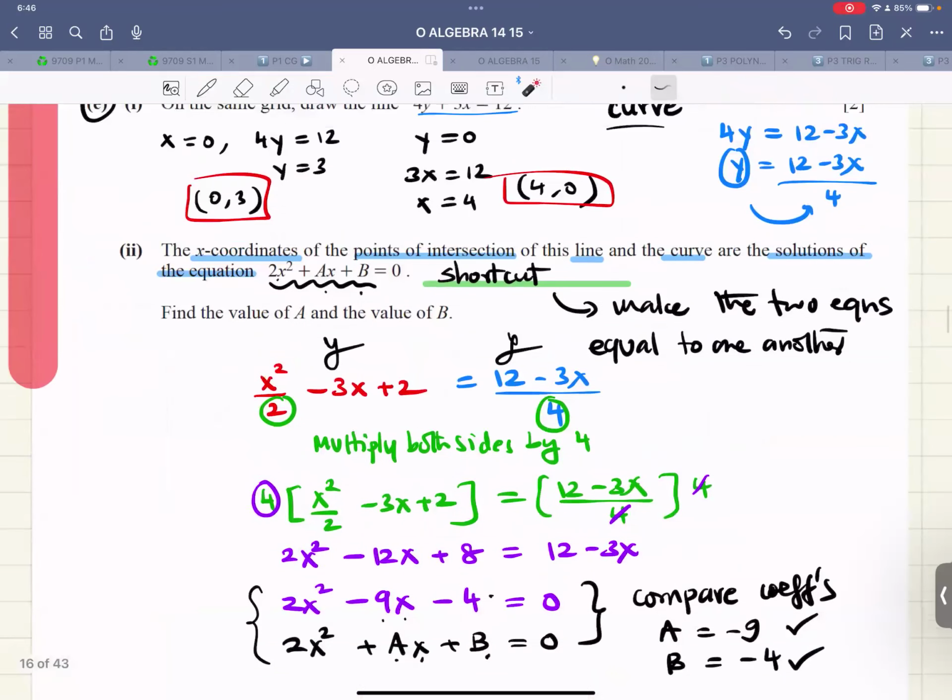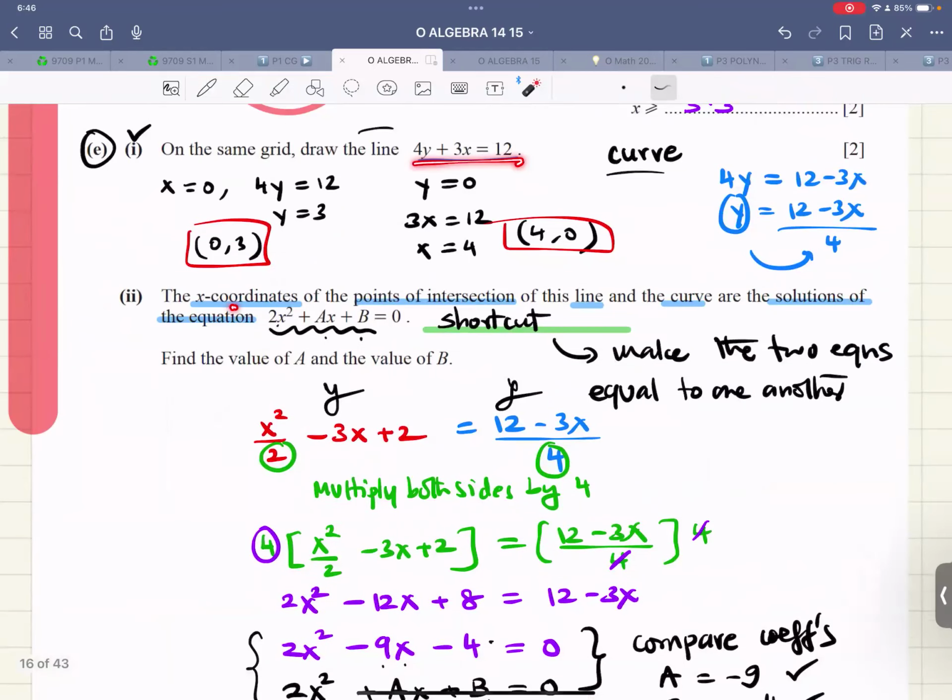So that is the logic that is used over here. What it says is this: draw this line. The x coordinate of the point of intersection of this line and the curve are the solution of this single equation equating to 0. So how can we get this equation?